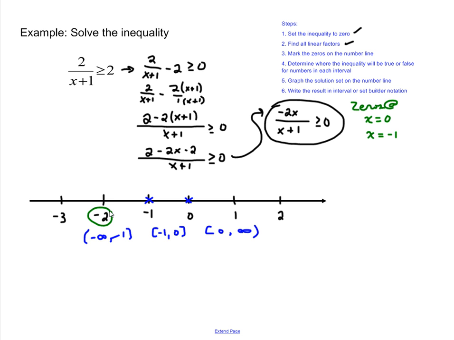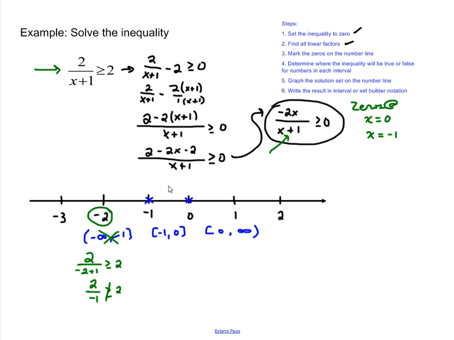Well, let's try x equals negative 2. I'm going to test this guy right here. Now I could actually test right here and see if that makes it true. Well, let's try it here. This looks pretty simple. If I put 2 divided by negative 2 plus 1, do I get a number that's greater than or equal to 2? Well, the answer is no, because 2 divided by negative 1 is not greater than or equal to 2. So this is not part of our solution interval.